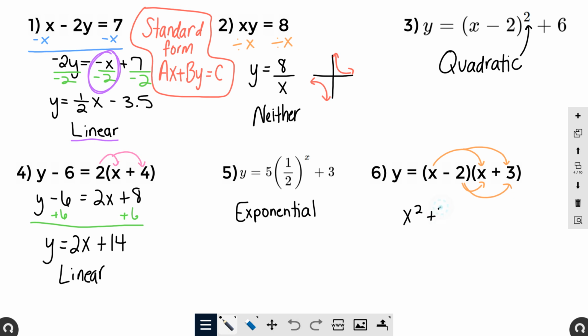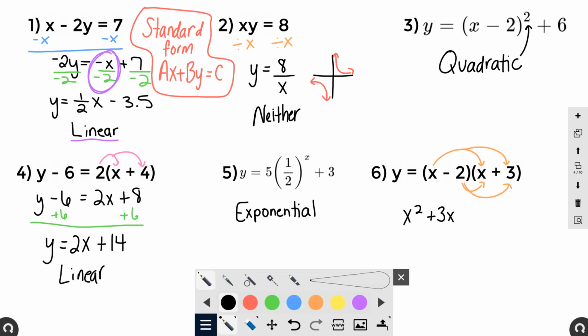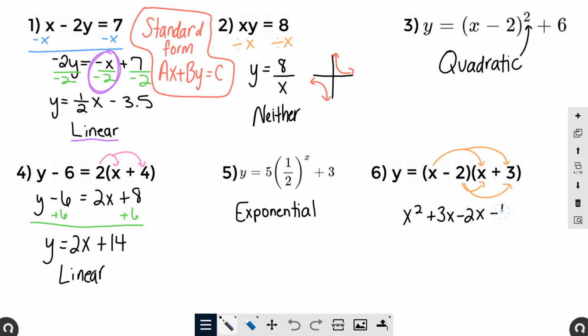Then x times 3. Then we distribute that -2. And then combine like terms. You don't have to distribute it out though. I just wanted to do it as a little review. We're going to do more of that in Unit 4. X is an exponent. Anytime x is an exponent, it's exponential.